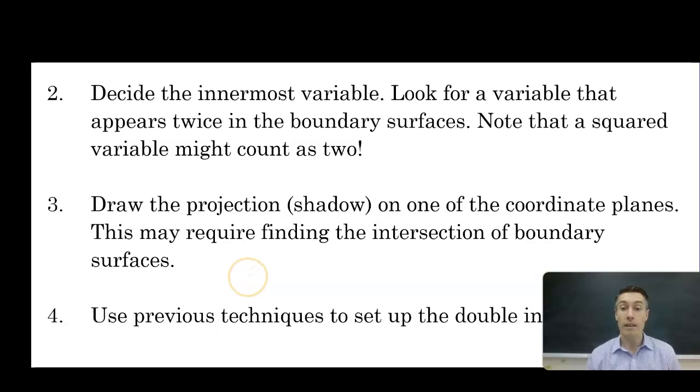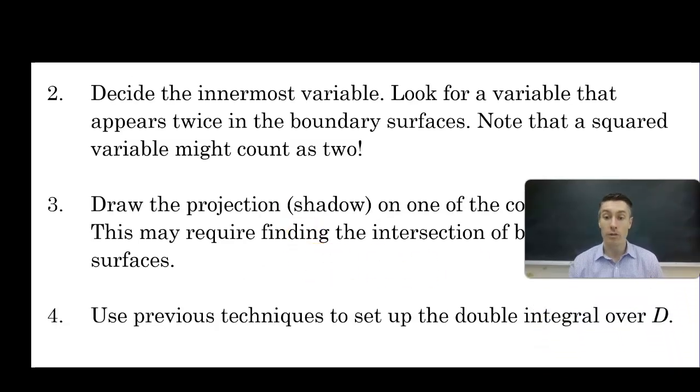And this may require finding the intersection of boundary surfaces. So we saw the one example where we had to find the intersection of the plane and the paraboloid to figure out what our shadow looked like. And then use previous techniques to set up the double integral over D. So once we're down into the coordinate plane, now all of our double integration techniques come into play.